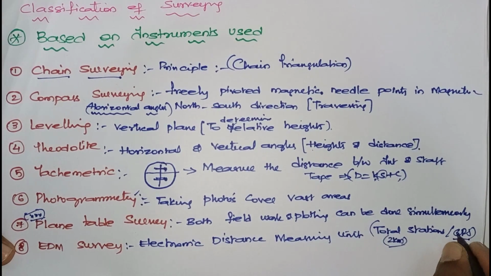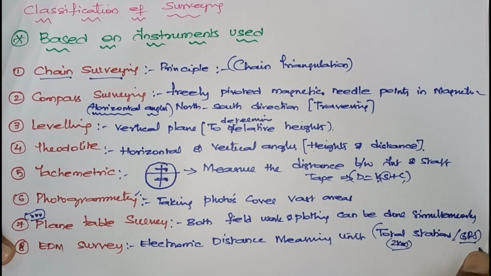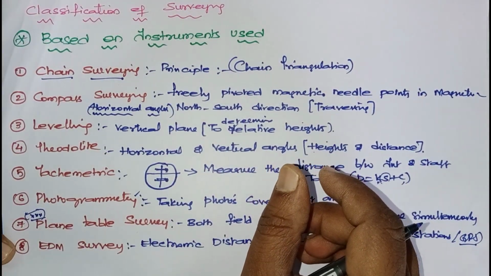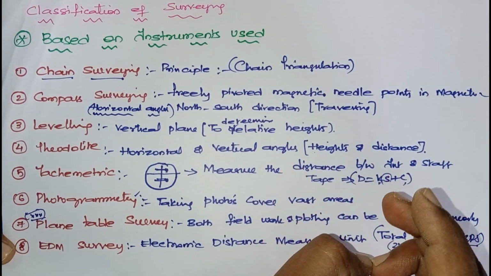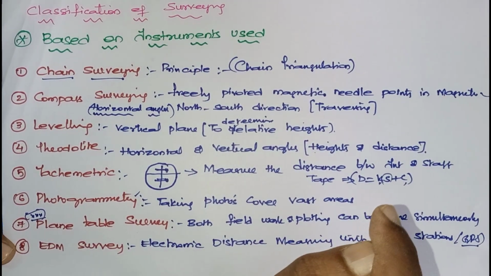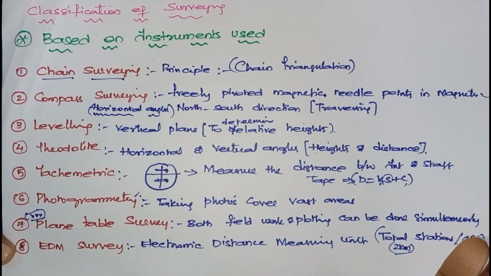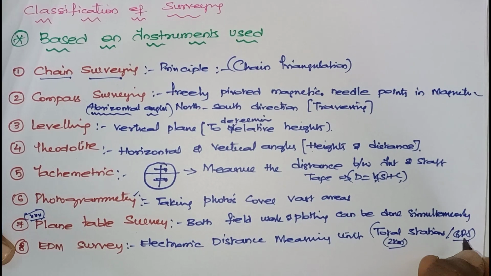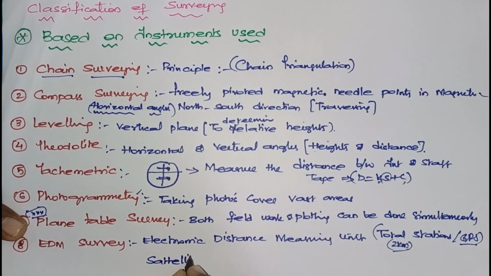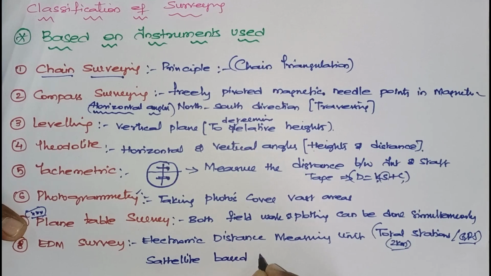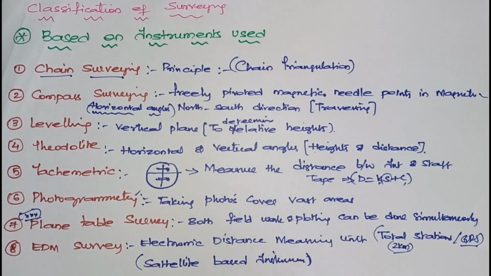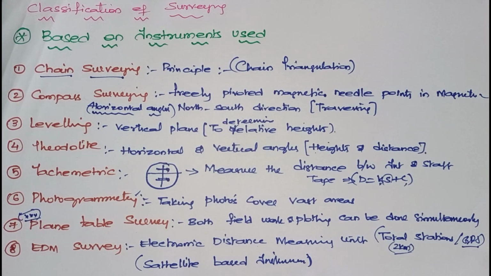And GPS, the global positioning system. What is this? You navigate in your mobile also, searching for places and locations like that. All these are the concept of GPS only, the global positioning system. This GPS works on satellites. It is a satellite based instrument. So these are the basic classification of surveying based upon the instruments used.